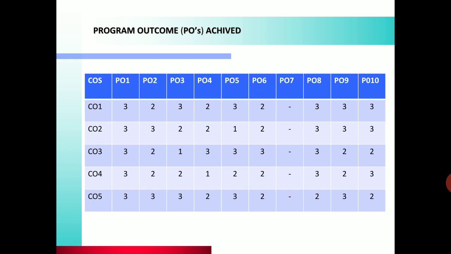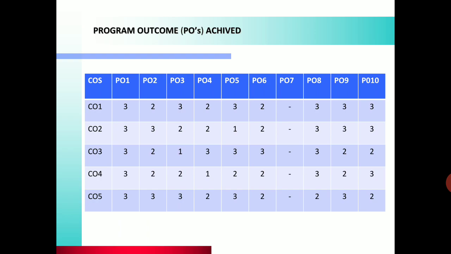Then we see program outcome, how our COs map with our POs. There are 10 POs. PO1 is basic knowledge, PO2 is discipline knowledge, PO3 is experiment and practice, PO4 is engineering tools, PO5 is engineer and society, PO6 is environment and sustainability, PO7 is ethics, PO8 is communication, PO9 is individual and teamwork, and lastly PO10 is lifelong learning. So these are the COs POs mapping.